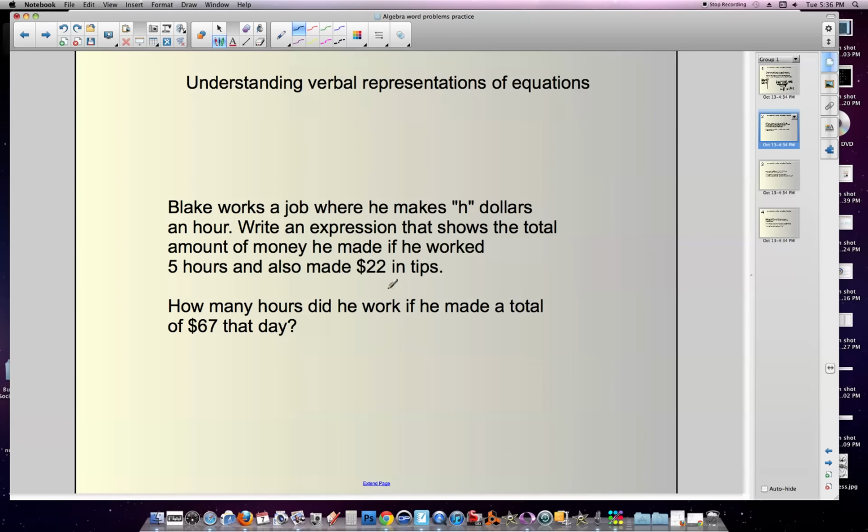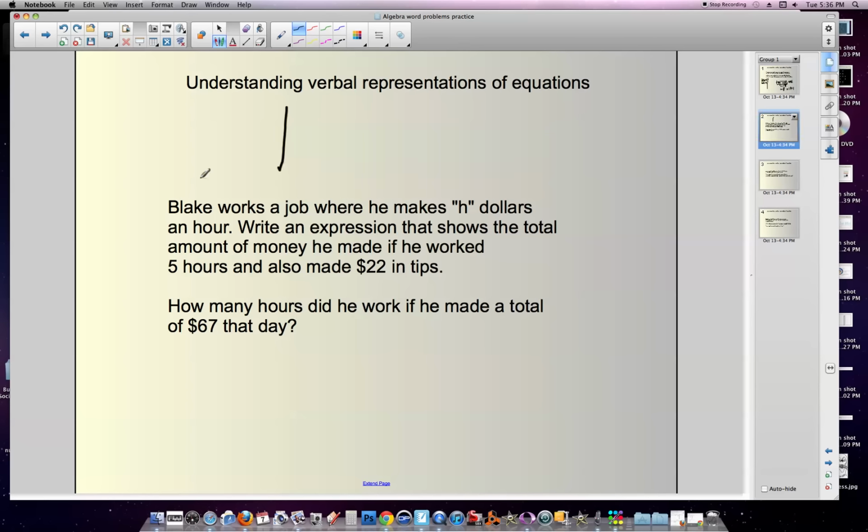Here's another problem. Blake works a job where he makes H dollars an hour. So we don't know how much he makes. We're going to call it H. Just, we can call it whatever. Write an expression that shows the total amount of money he made if he worked 5 hours and also made $22 in tips. Okay, well, once again, I'm going to kind of sidebar for a second.